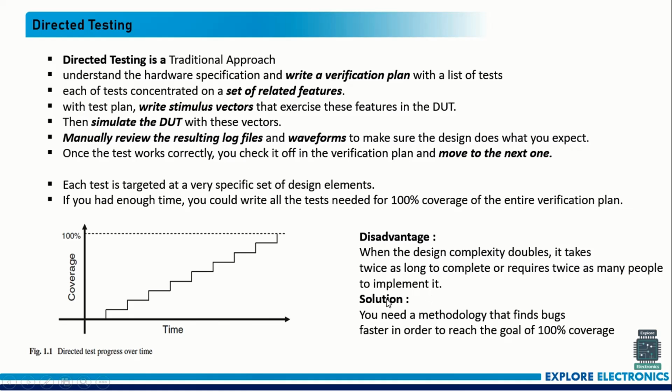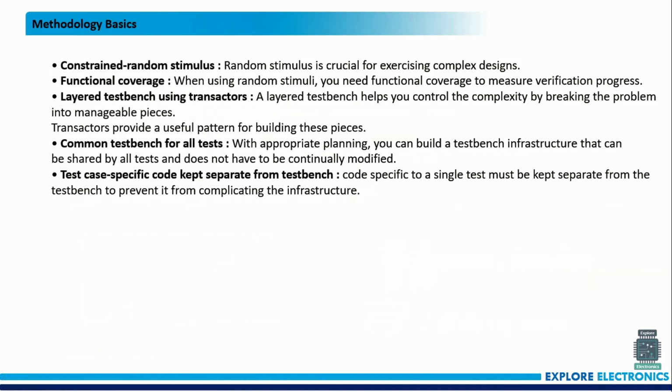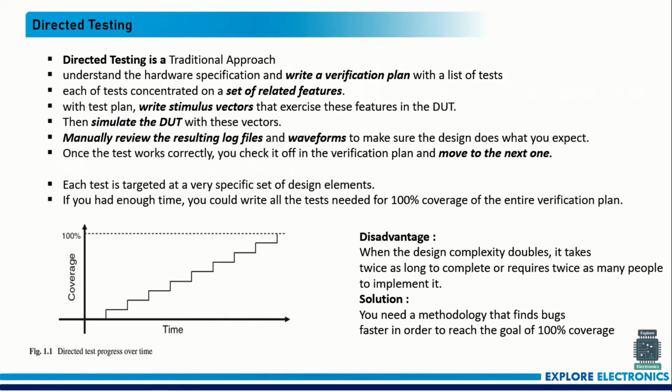And what is the solution for that? You need to have a methodology that finds the bugs faster in order to reach the goal of 100% coverage. Let us see that in the next concept, methodology basics. What are the disadvantages here? We need to give the stimulus on our own. Manually we need to give the values. There is no random value generator here, and also there is no checker in the test bench. We need to verify the log, and also we need to verify the waveforms.